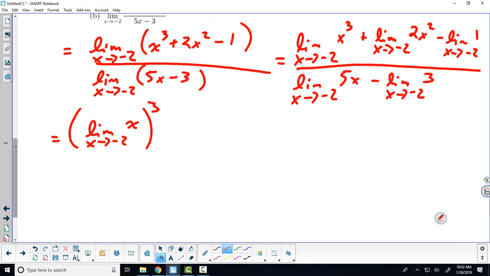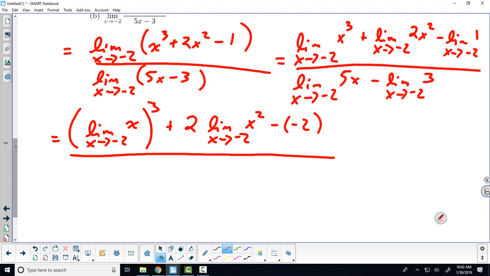All right, plus 2 times the limit as x approaches -2 of x squared minus the limit as x approaches -2 of 1, all over 5 times the limit as x approaches -2 of x minus 3. Folks, for each term, I'm only ever applying one property at a time.